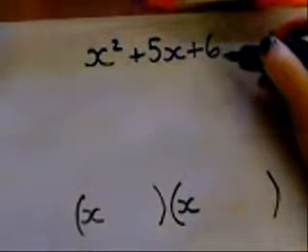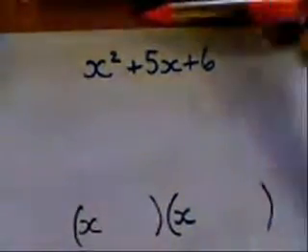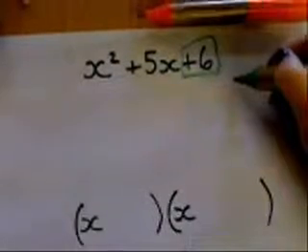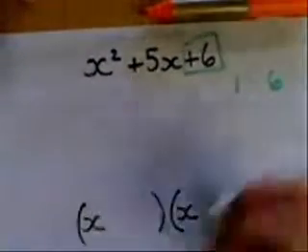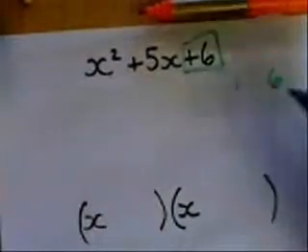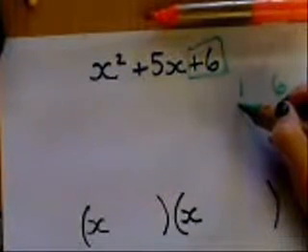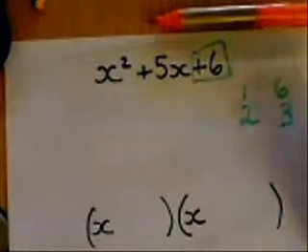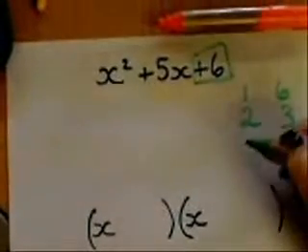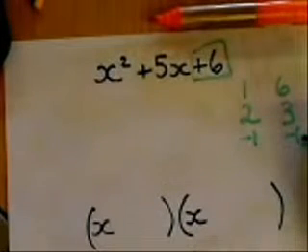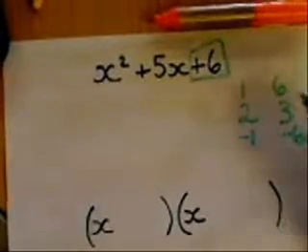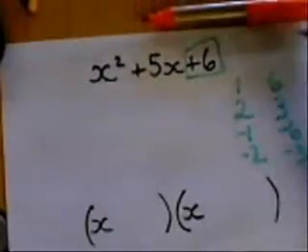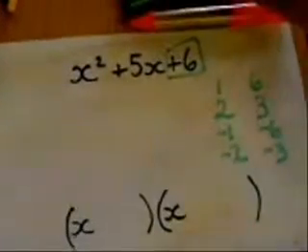Okay. The 6, what possibilities are there to get a positive 6? We've got 1 times 6, we could times a 1 and a 6 to get a 6. We could also times 2 by 3. We also must remember the negative values, so if we times negative 1 by negative 6, we would get a positive 6, and if we times negative 2 by negative 3, we could also get positive 6.